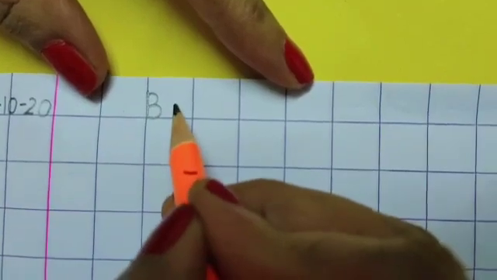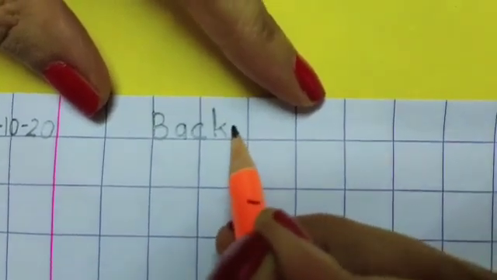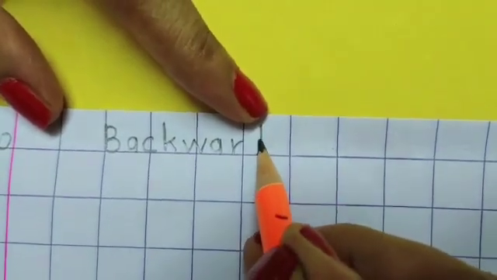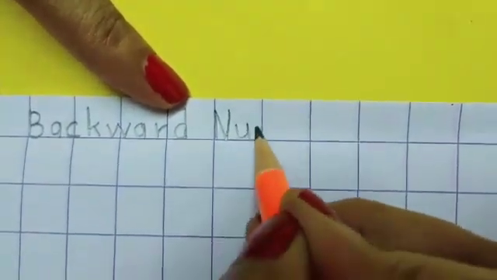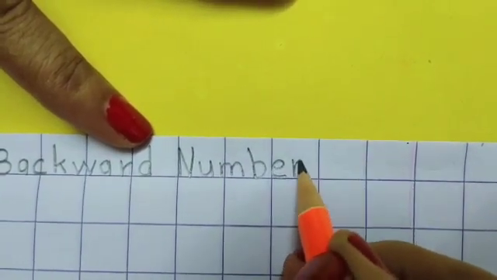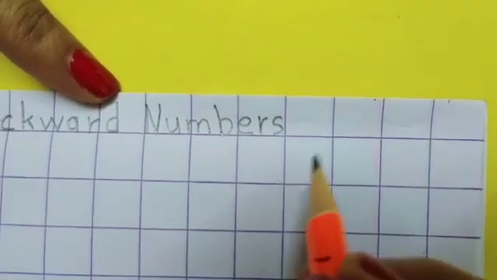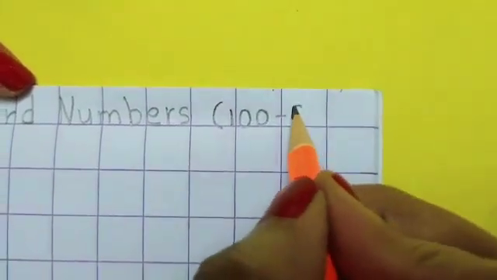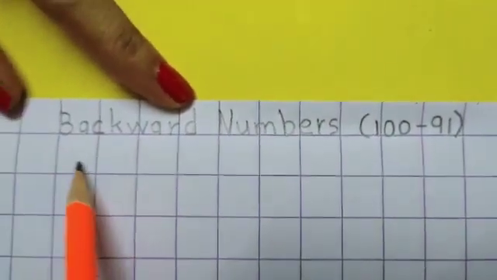B, capital B, A, C, K, W, A, R, D, backward, capital N, U, M, B, E, R, S, numbers, backward numbers, into brackets, 100 dash 91. We will leave a line of empty squares.